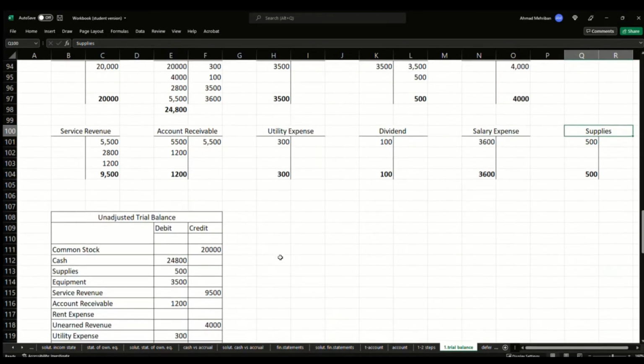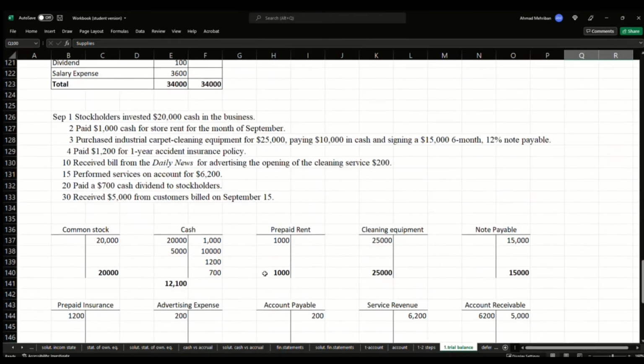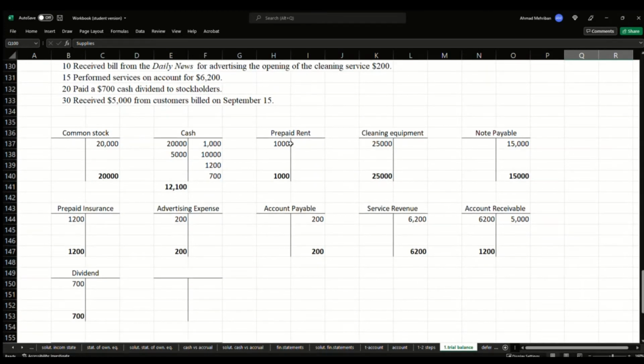So I mentioned unearned revenue and supplies, but there is also prepaid rent as well. This is an account that also has to be addressed, because although this is prepaid rent for now, this was triggered by payment of the rent, but then once we start using up this rent, we will have to make adjusting entries to close up this prepaid rent. The same goes for prepaid insurance.